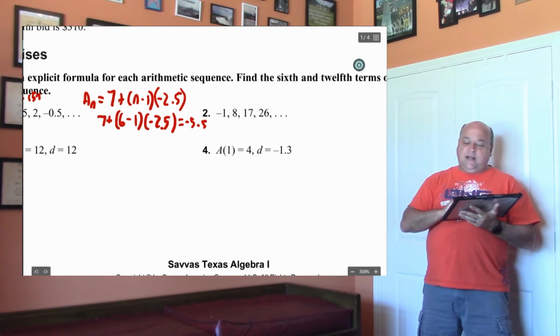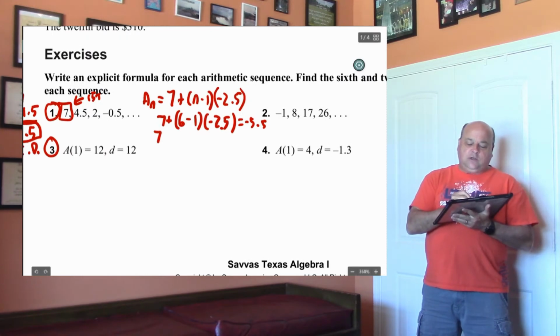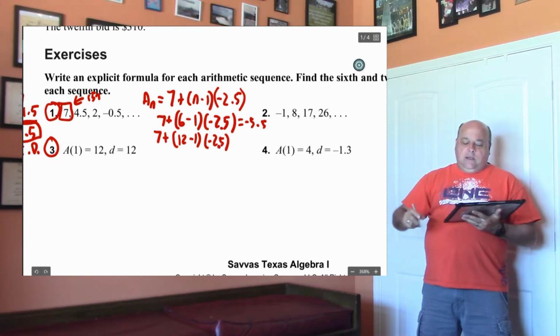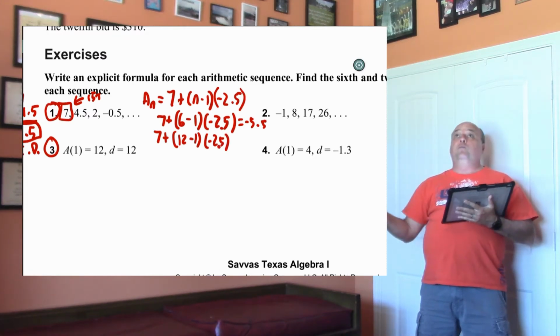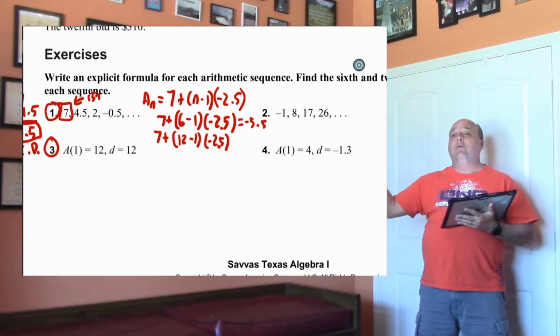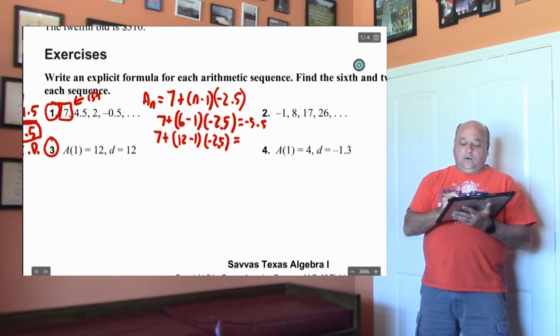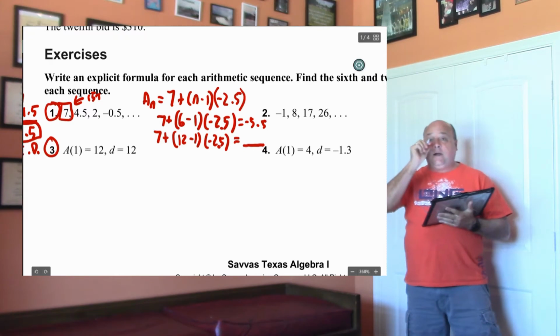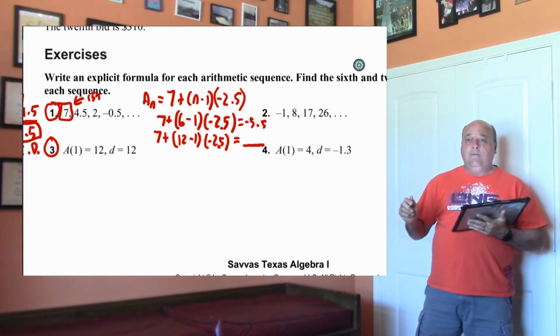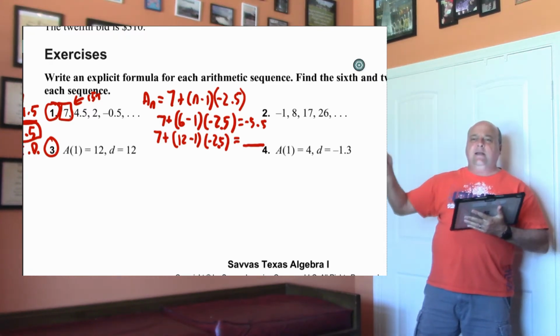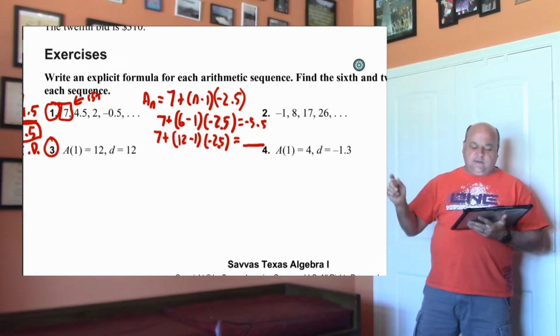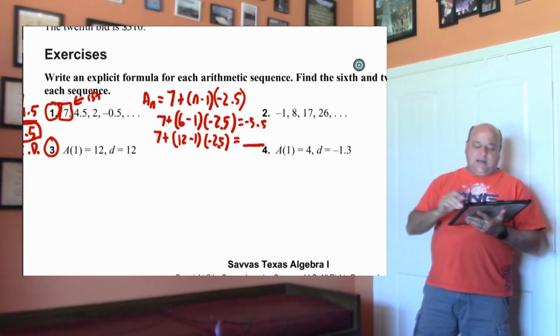And then we want to find the 12th term. The 12th term would be 7 plus 12 minus 1 times negative 2.5. That would be 11 times negative 2.5, and that exceeds my RAM, okay? I'm not able to get that real quick, but just type that into the calculator and write it down, okay? If I open up the calculator, it's kind of messing up the pen, so I'm not going to do that. Just type that as is and put down the answer.